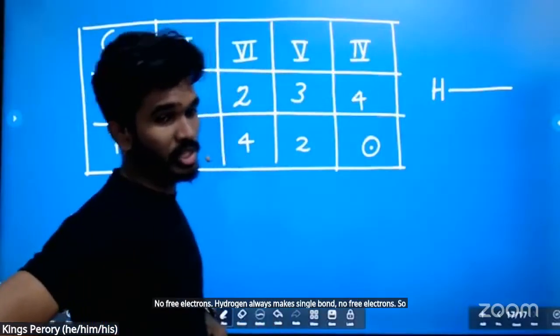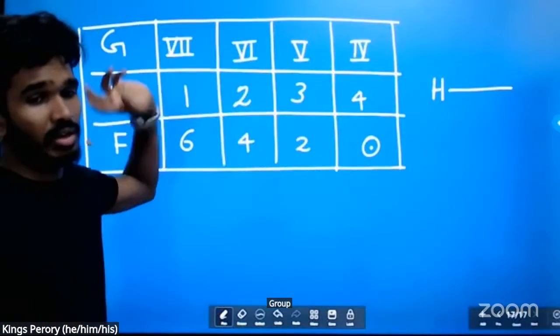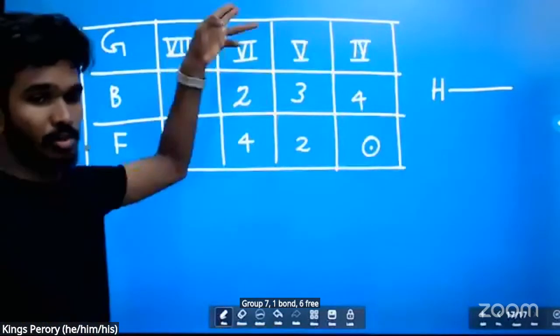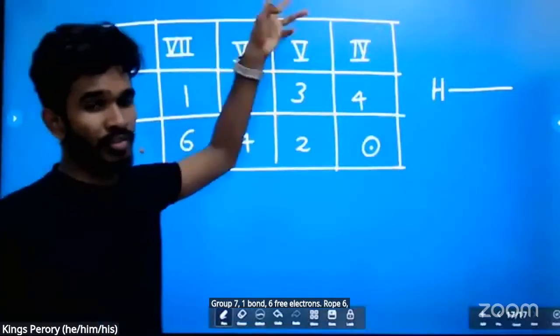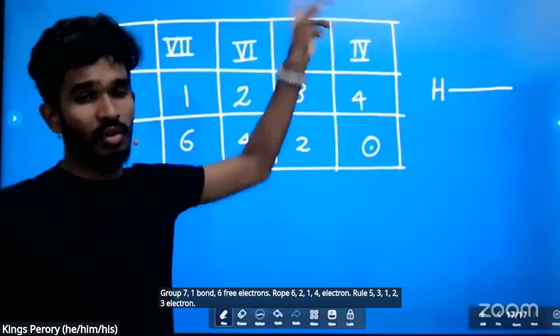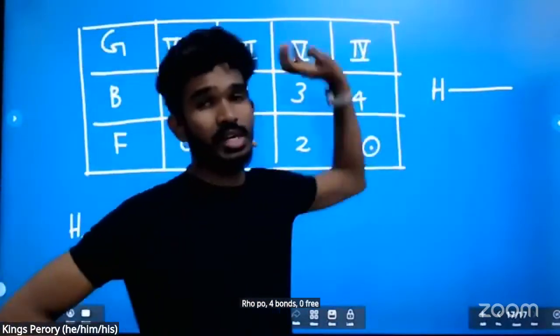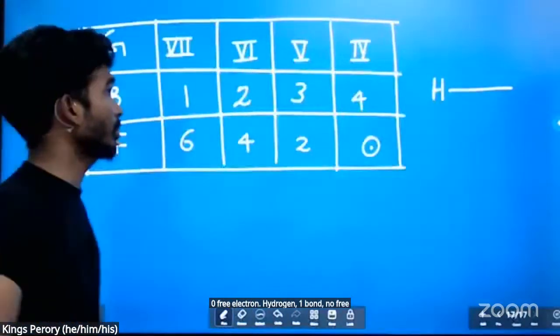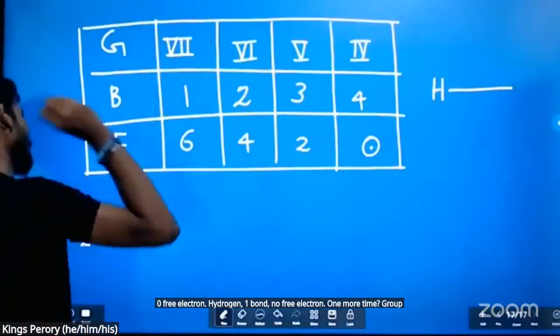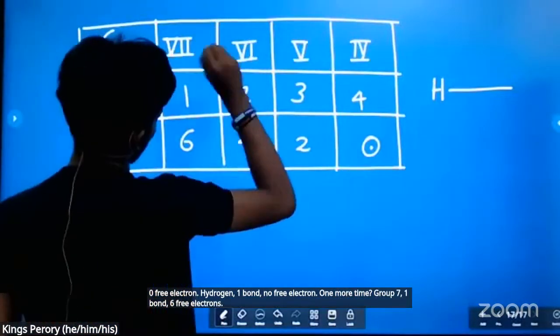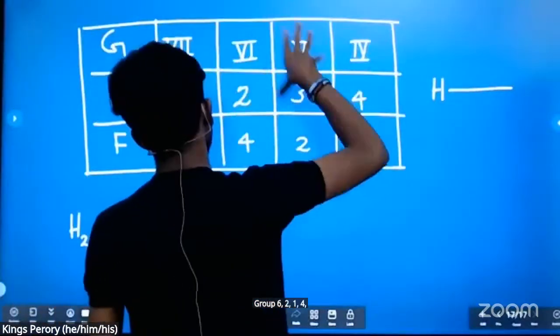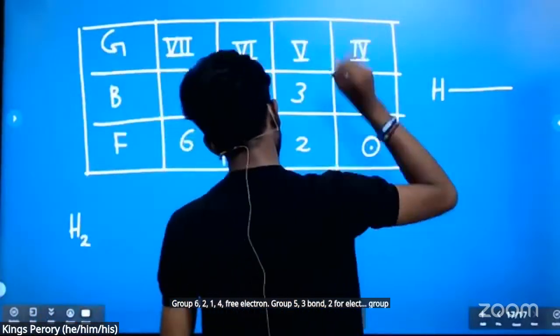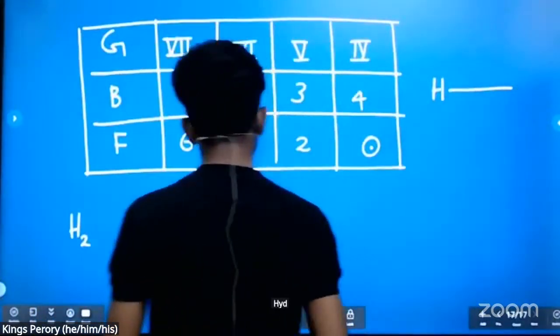So again, the shortcut. Group 7, 1 bond, 6 free electrons. Group 6, 2 bonds, 4 free electrons. Group 5, 3 bonds, 2 free electrons. Group 4, 4 bonds, 0 free electrons. Hydrogen, 1 bond, no free electrons. One more time, the same.